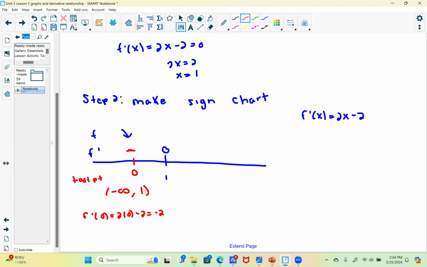Okay. So my second interval is from 1 to infinity, and I need a test point in that. Okay, so the test point that I'm going to use there is any number greater than 1. So let's just use 2. And I'm going to plug 2 into my derivative. So I have 2 times 2 minus 2. And again, all I really care about is the sign, but it's a positive 2. And so I'm going to put a positive for this interval. And that means my function is increasing.